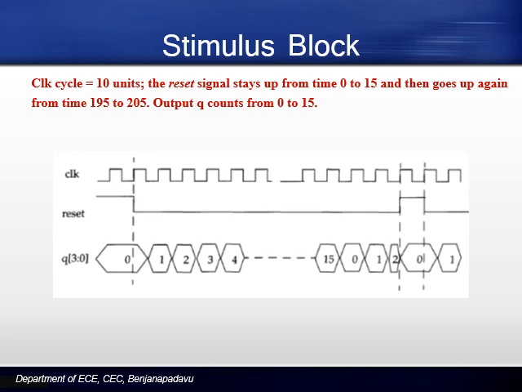As per the test bench, the clock cycle period is 10 time units. That is, it will be off for 5 time units and on for another 5 time units. So the cycle period is 10 time units, and the reset will be high from 0 to 15 time units. Initially the reset is 1, and hence the counter will be reset to 0.